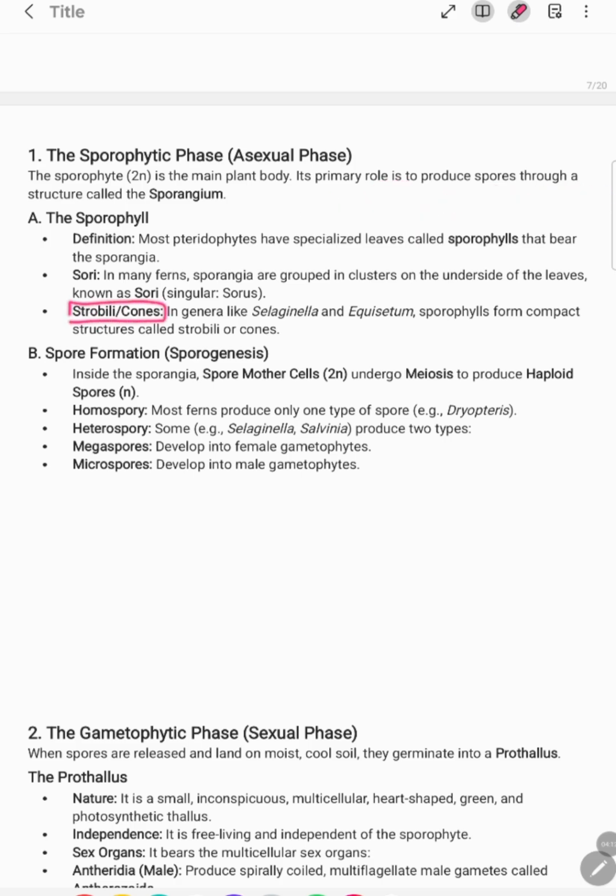Now, the compact cone or strobili. In some genera like Selaginella and Equisetum, the sporophylls, the leaves bearing sporangia, form a compact structure which is known as strobili or cone.